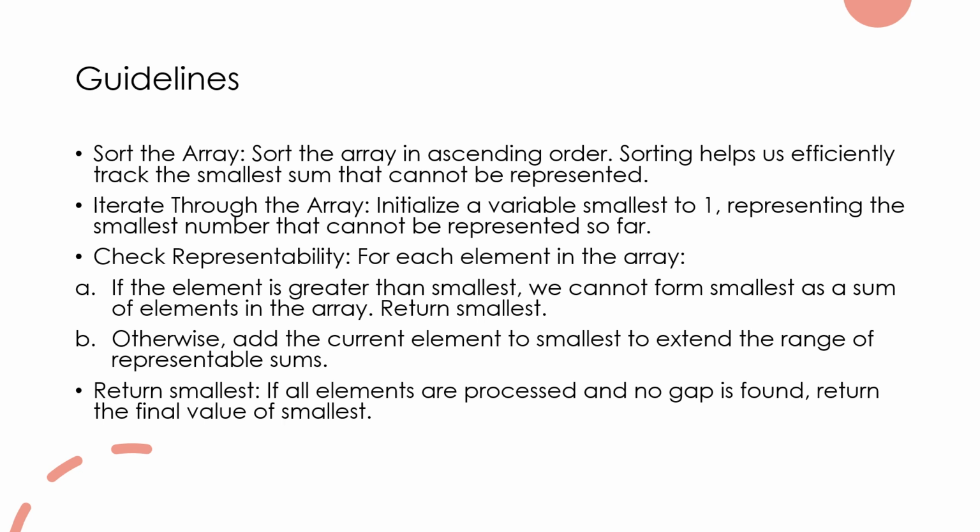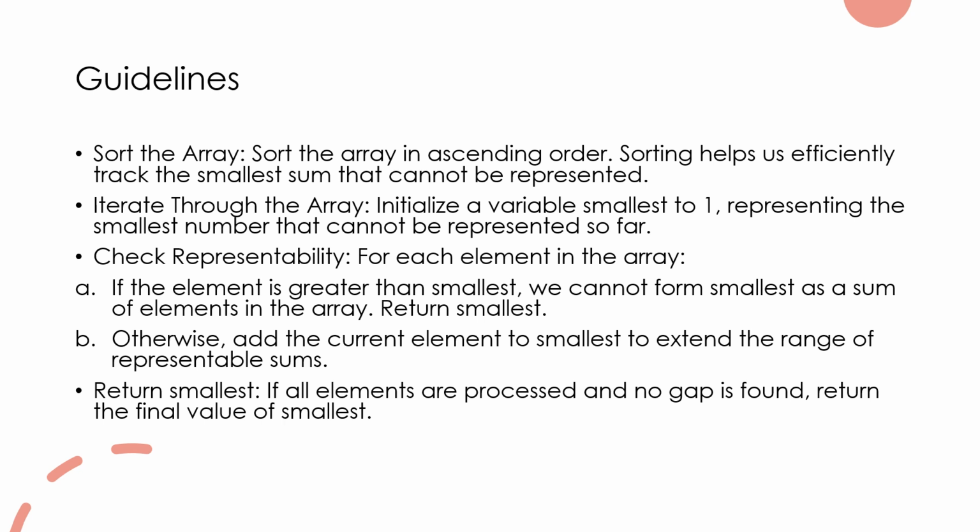Algorithm explanation. 1. Sort the array. Sort the array in ascending order. Sorting helps us efficiently track the smallest sum that cannot be represented. 2. Iterate through the array. Initialize a variable smallest to 1, representing the smallest number that cannot be represented so far.